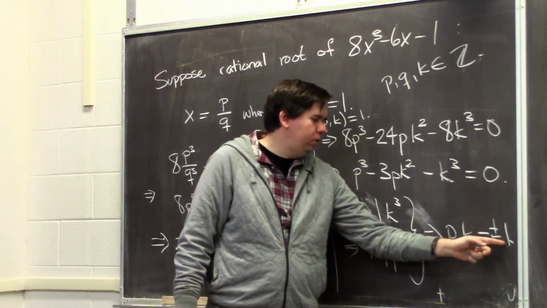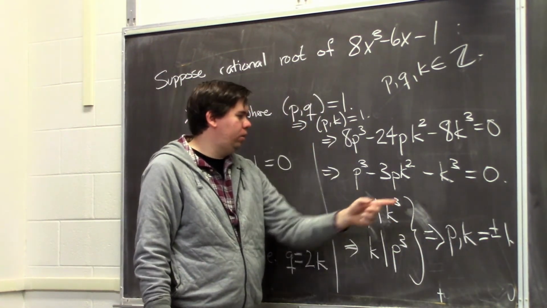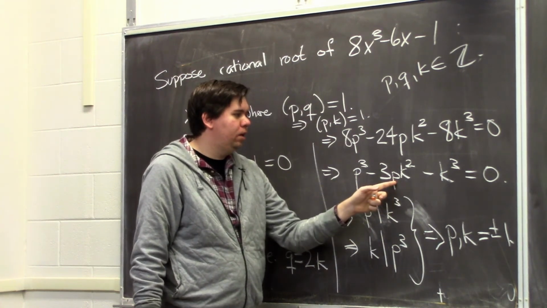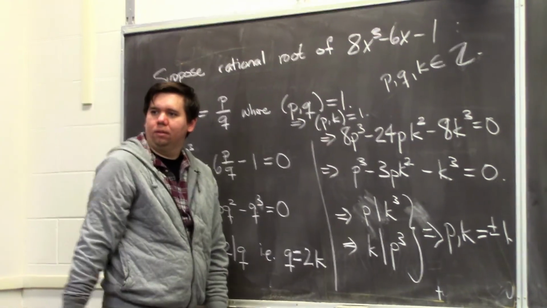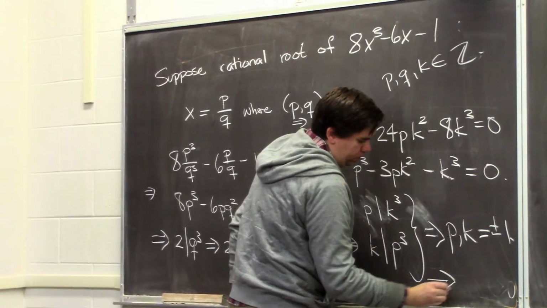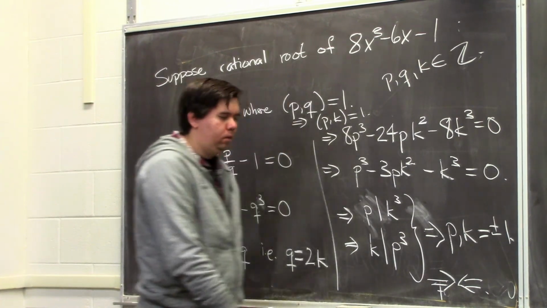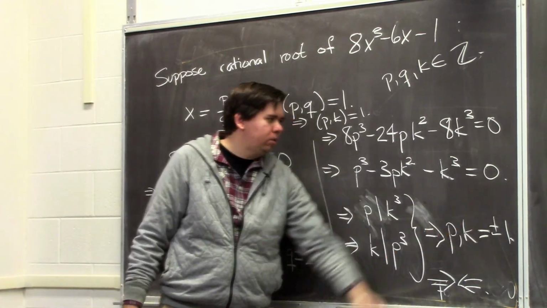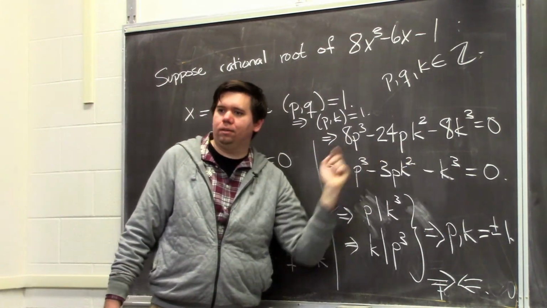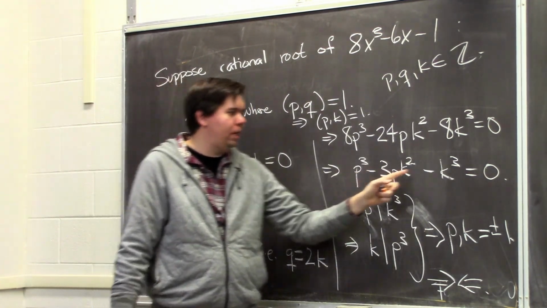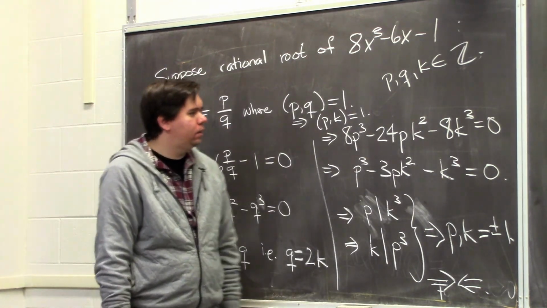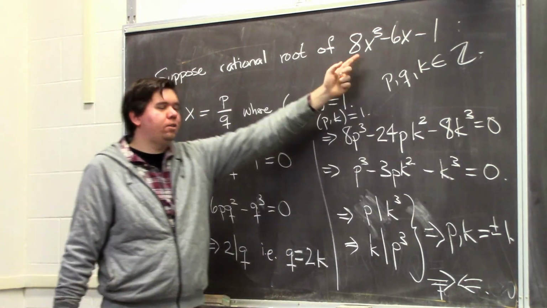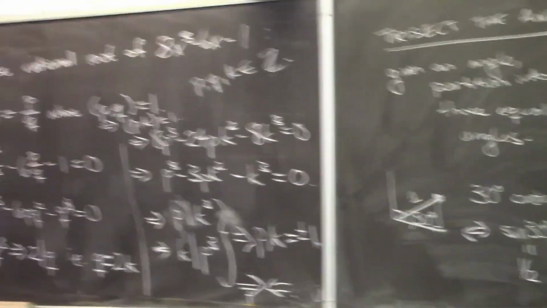But then you can go in and plug in various combinations. You can try plugging in 1 for p, or plus or minus 1 for k, and it's not a solution. So that gives you a contradiction. These solutions don't work. The only possible solutions are not solutions to this. Plug in 1, you get 1 minus 3 minus 1. That's not 0. Plug in minus 1, still doesn't work. So you can't factor this over the rationals. It has no rational roots.